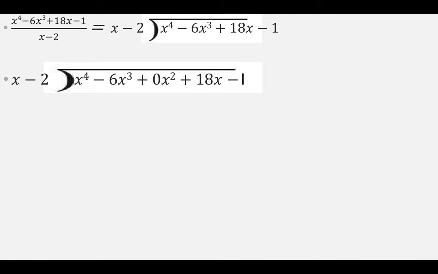If you're missing a variable, go ahead and add it in, but make sure that the number in front of it is 0. It's actually 0x squared, which is like adding nothing. So algebraically, it makes sense. All right, so now comes the step.